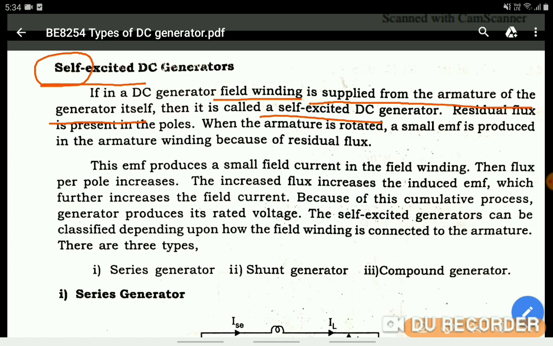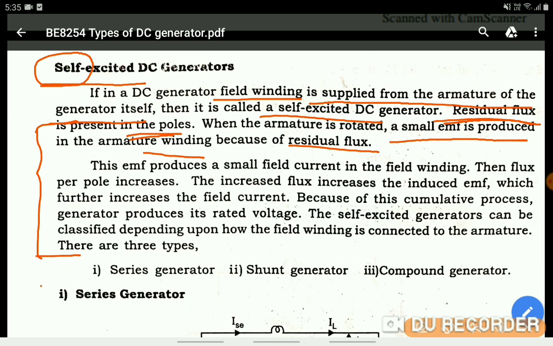Here, students, there is an important thing you have to keep in mind. Normally, residual flux is present in the pole. Residual flux means the residue, the leftover. Residual flux is always present in the poles. When the armature is rotated, a small EMF is produced in the armature winding because of this residual flux.